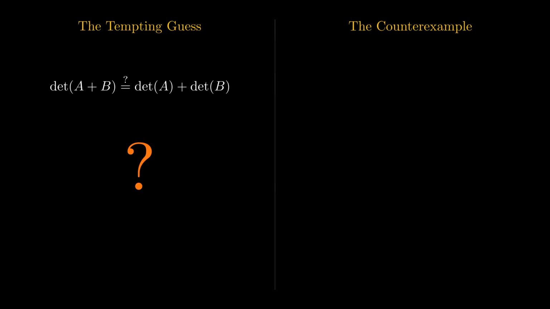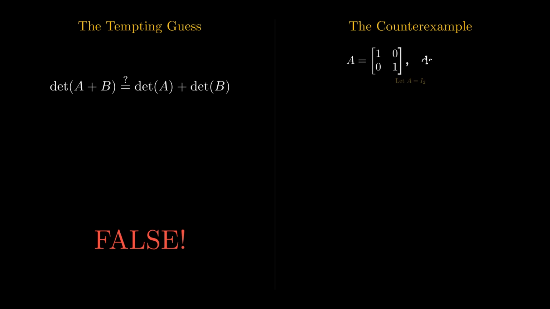Students see linearity and guess that the determinant of A plus B equals the determinant of A plus the determinant of B. This is false. Let's prove it with a counterexample. Let A and B both equal the 2 by 2 identity matrix. The determinant of A equals 1 and the determinant of B equals 1.